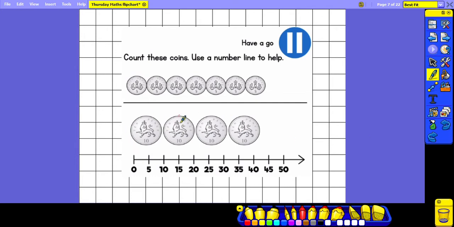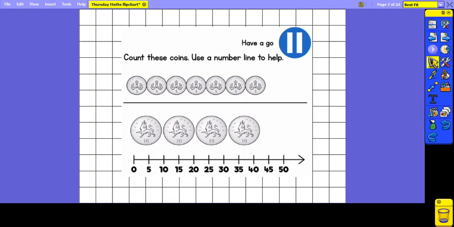With the 10 pences, you can still use the number line to help you, but you need to make sure that you are jumping 2 steps each time. Okay? So pause the video now and have a go, and then I will go through the answers.